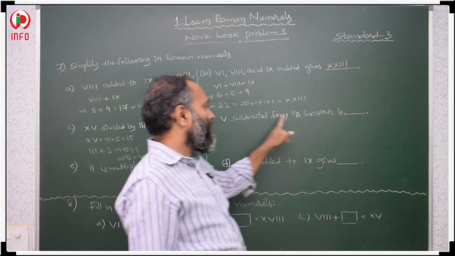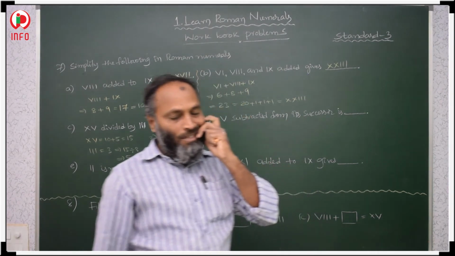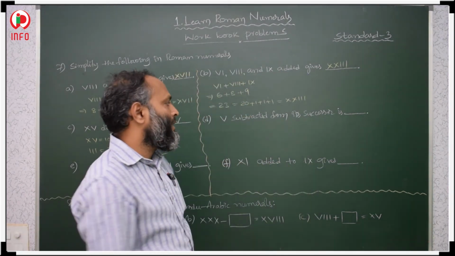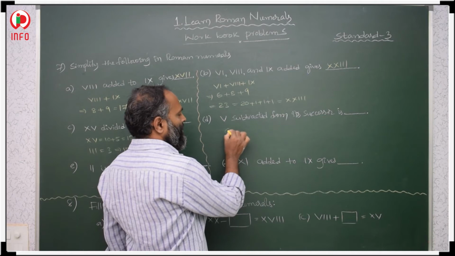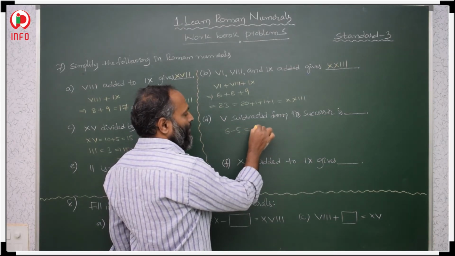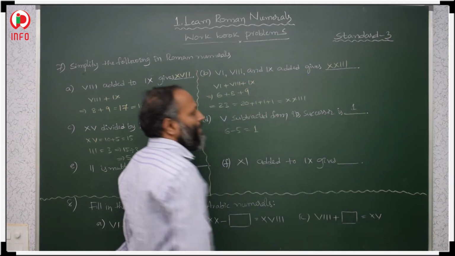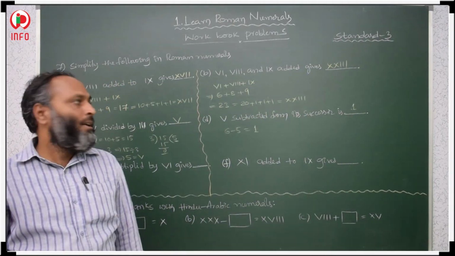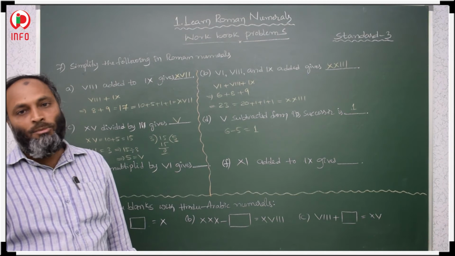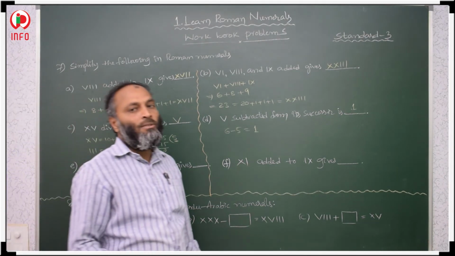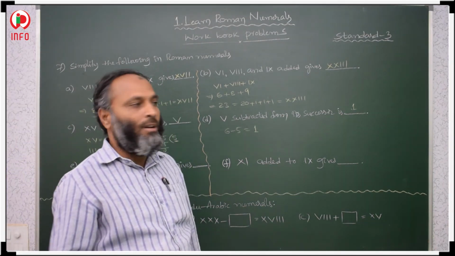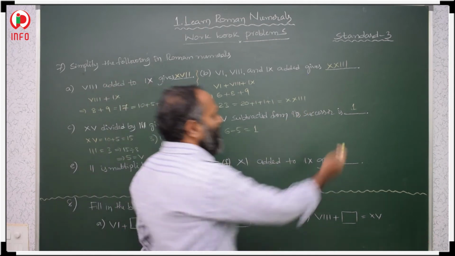5 is subtracted from its successor. What is its successor? 6. 6 minus 5 is equal to 1. Successor is 6, so it's nothing but 6 minus 5 only. 6 minus 5 is 1. 1 means I.